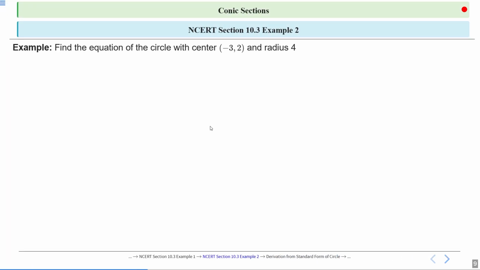In this example, we have to find the equation of the circle with center at minus 3, 2 and radius 4. So here we are given the center of the circle, minus 3, 2, and the radius of the circle is 4, and we have to find the equation of the circle. So students, first of all, try it yourself. You have 20 seconds to try to solve this example. After that, we will provide the solution.